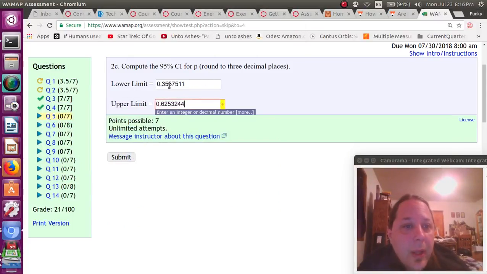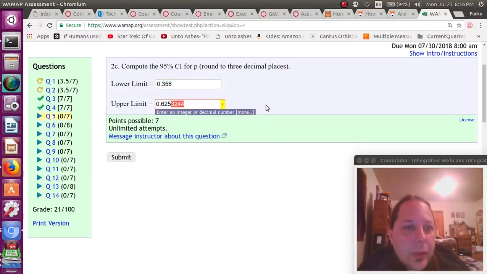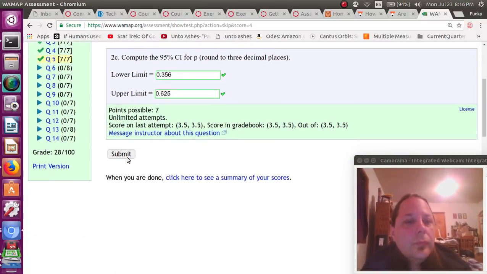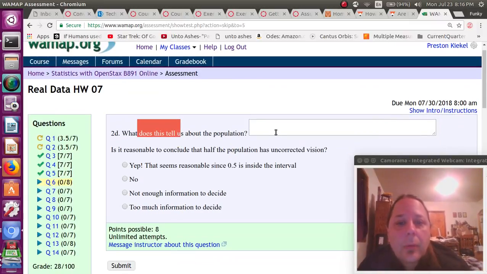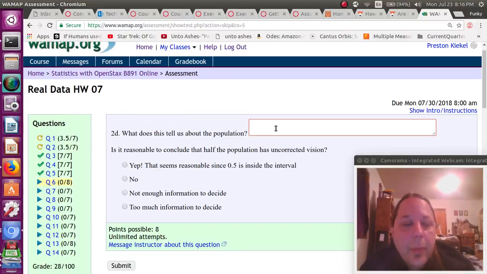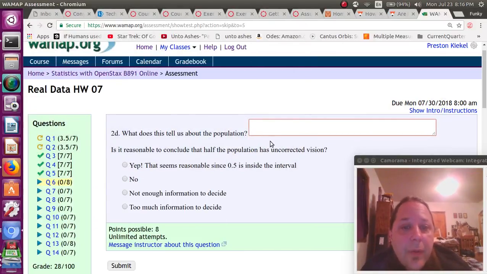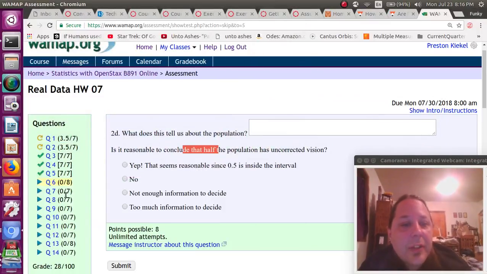Now I want to round it to 3 places, so that's going to be 0.356 and 0.625. And click Submit, and that's that. Next, what does this tell us about the population? Well, we are pretty sure that the population mean is somewhere between those two numbers, between 0.356 and 0.625. We're 95% confident that the population proportion of people who have vision correction is somewhere between there. Is it reasonable to conclude that half the population? Well, half is inside this interval, so yes, that is reasonable.